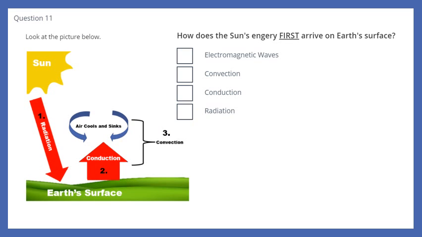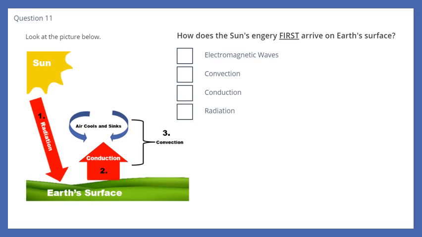Question 11. Look at the picture below. All right, I'm going to take some time and explain the picture. So I have the sun, and if I follow the numbers, number 1 is radiation. Radiation hits Earth's surface. Number 2 is conduction, and I think those red arrows represent thermal energy. The arrow is pointing up for number 2. When we get to the top of the arrow, I see that air cools and sinks. And this little circle is number 3, convection.